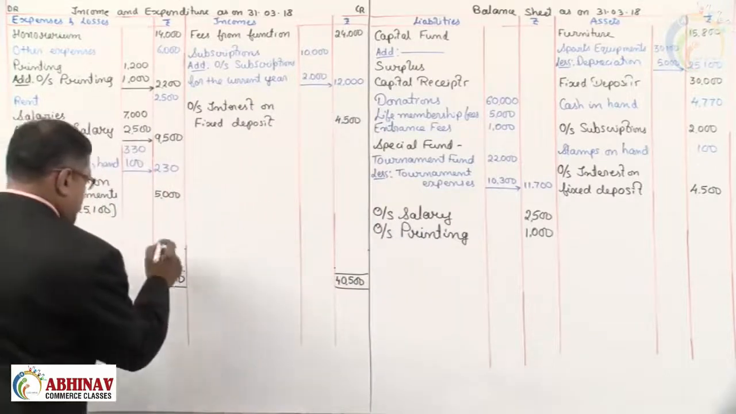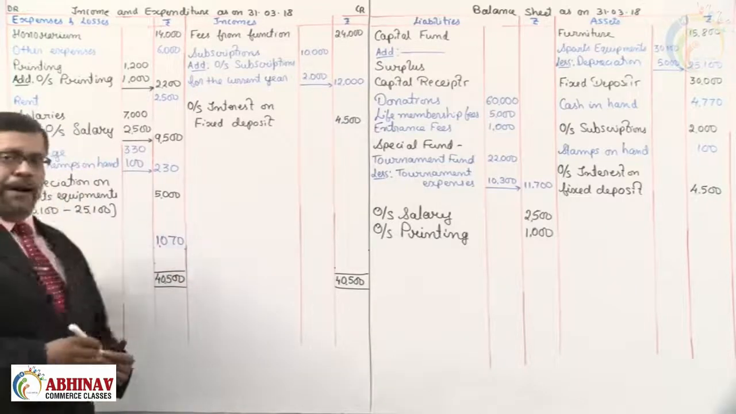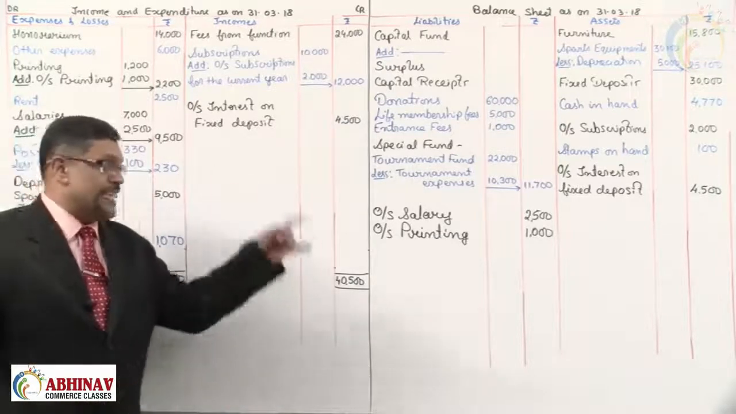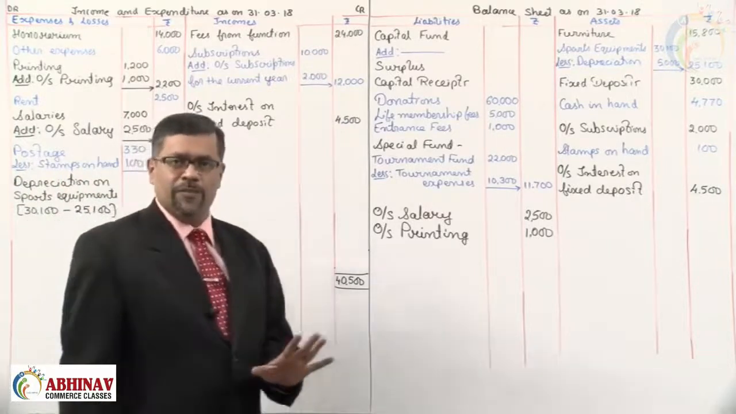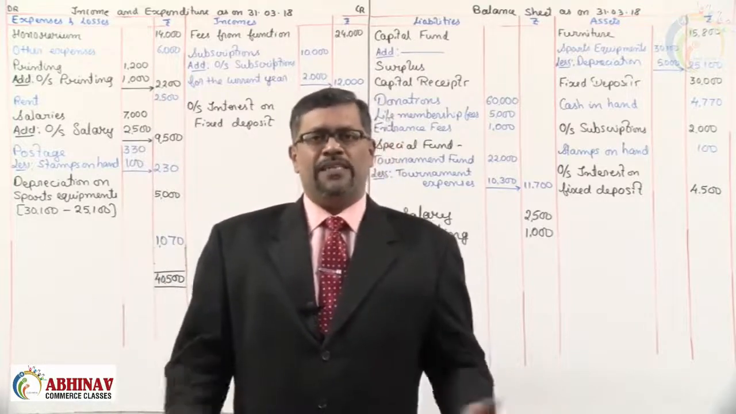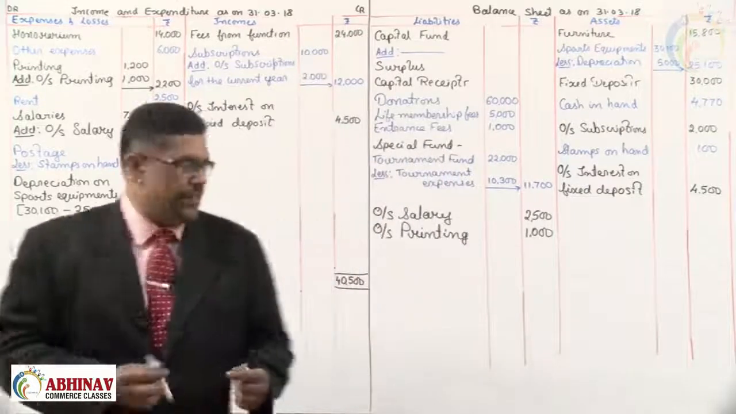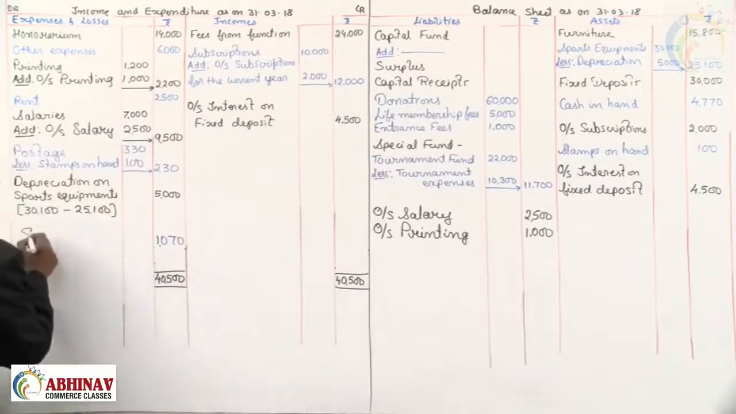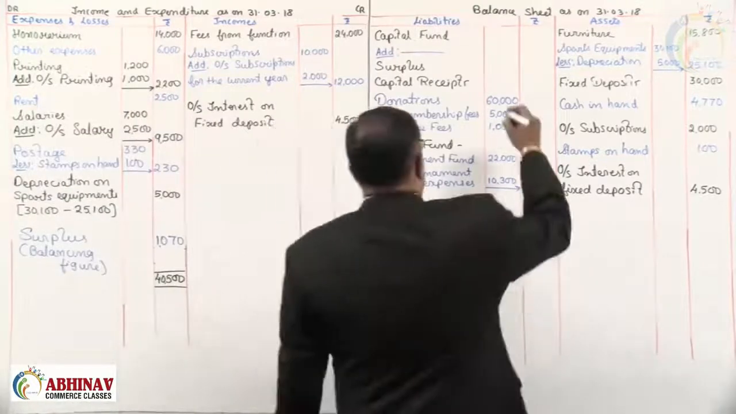1,070 is the balance. Now the question is, what balance is this? Is it a debit balance or a credit balance? Credit side total is more. Credit balance. Credit balance means what? Deficit or surplus? Surplus. Incomes are more. It has to be a surplus. So let us record that as surplus. Surplus will carry forward to the balance sheet.